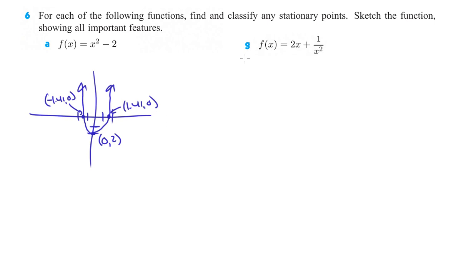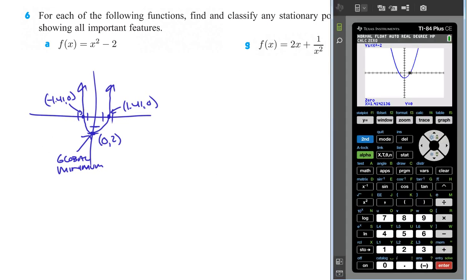Okay, so now we classify the stationary points. This here is a global minimum, right? Because that graph never ever gets lower than this point here. Okay, that's all we got to do for that one.